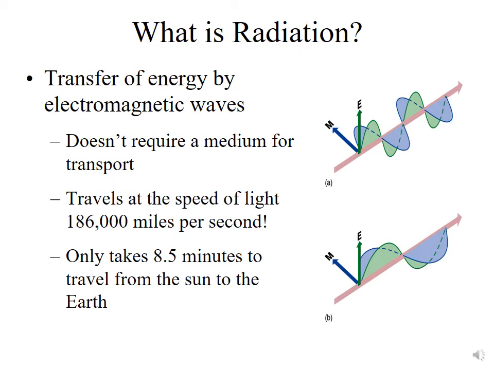So what exactly is radiation? Well, it's the transfer of energy by electromagnetic waves. These waves don't require a medium, they travel at the speed of light, and it only takes about 8.5 minutes for the light to travel from the Sun to the Earth.